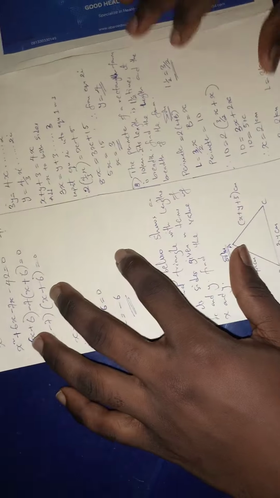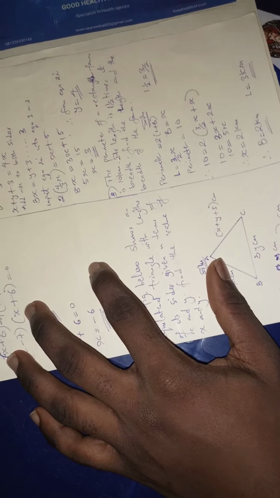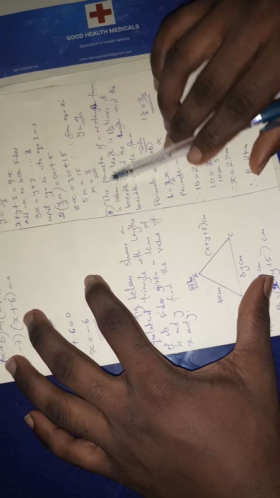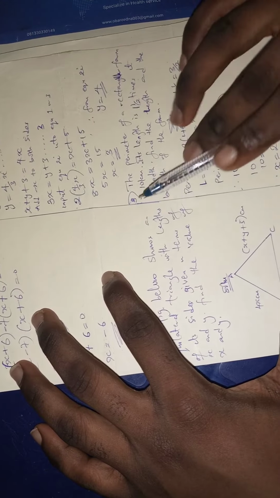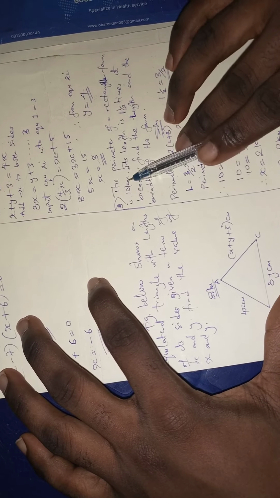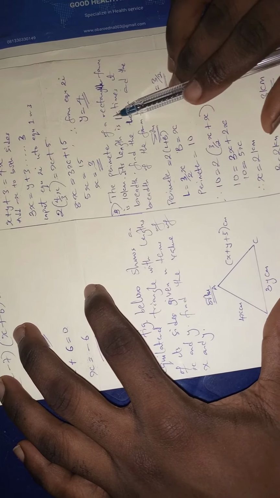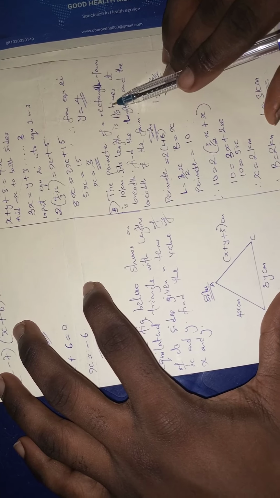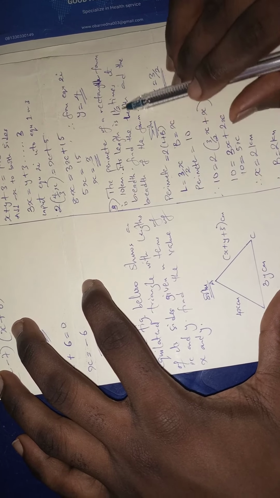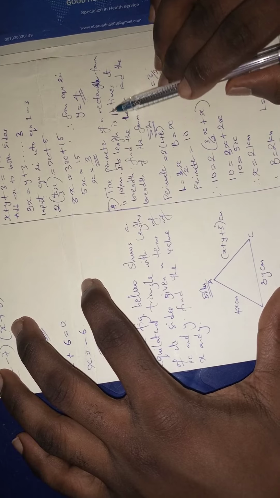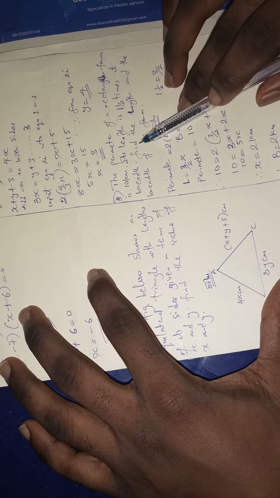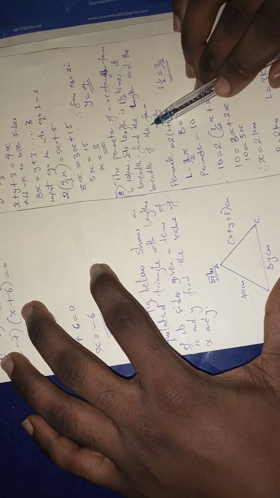Then the third one here is very easy, straightforward. The perimeter of a rectangular farm is 10 kilometers. Its length is 1.5 times its breadth. Now, take note of this. Its length is 1.5 times its breadth. Find the length and the breadth of the farm.